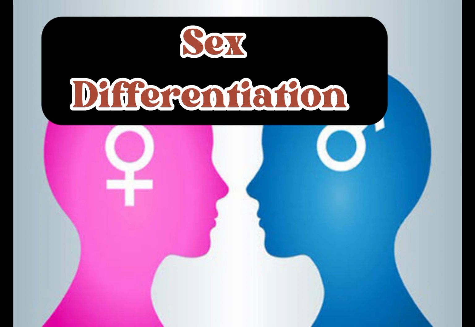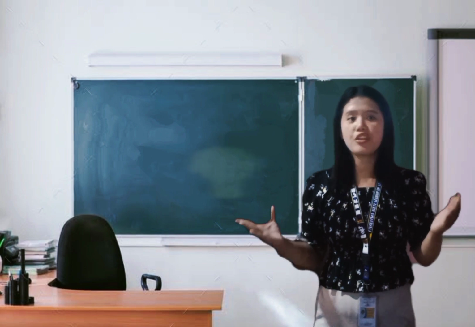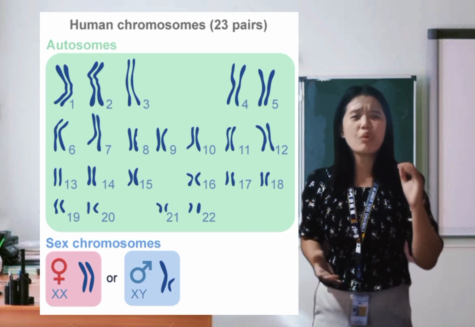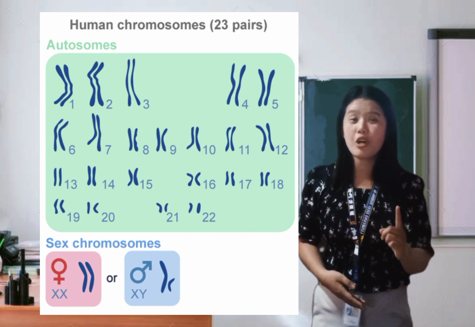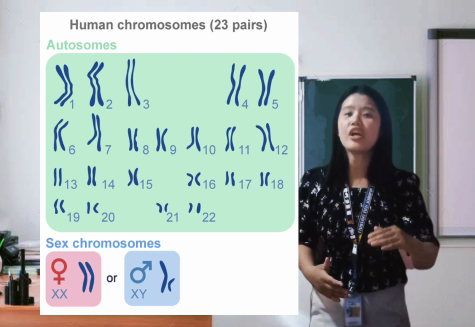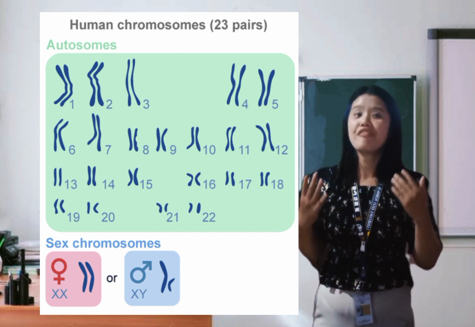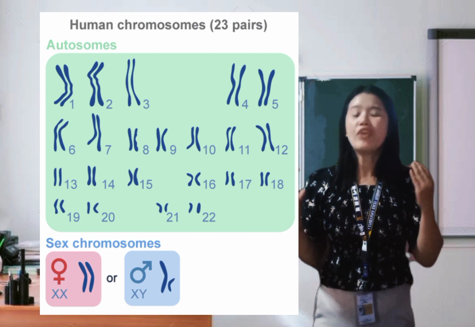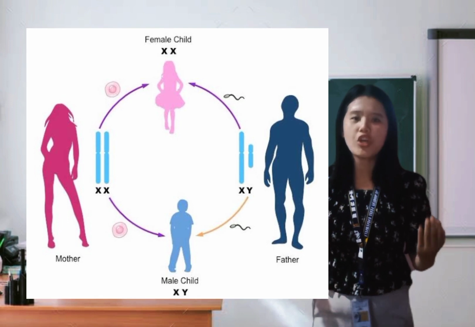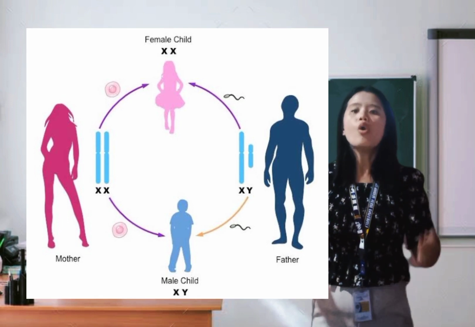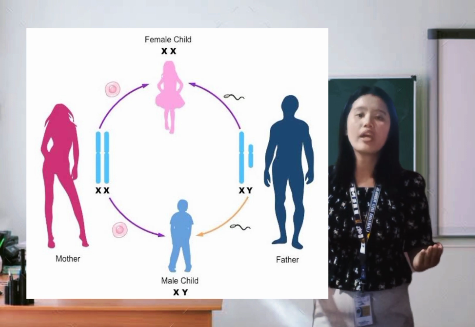Sex differentiation. At the moment of conception, our genes determine our sex. Humans have 23 pairs of chromosomes, including one pair of sex chromosomes which determine whether an individual will be male or female. Males have XY chromosomes, while females have XX chromosomes. The egg from the mother always carries an X chromosome, while the sperm from the father can carry either an X or a Y chromosome.